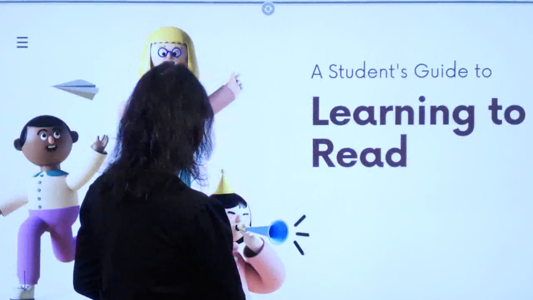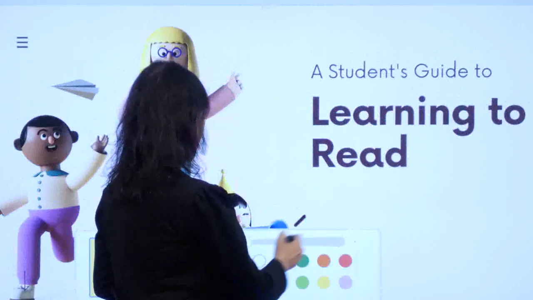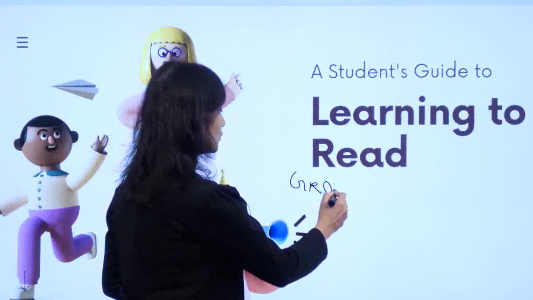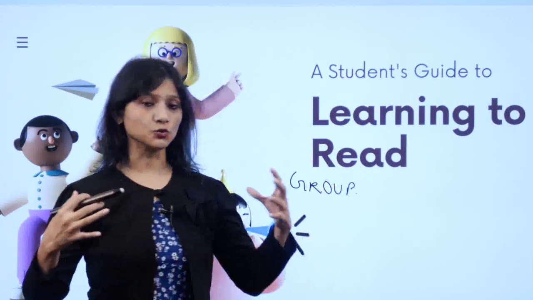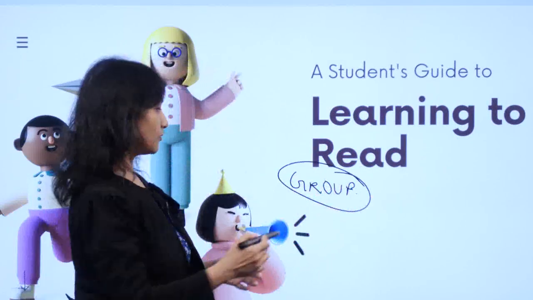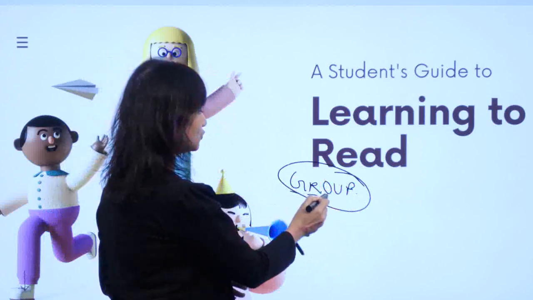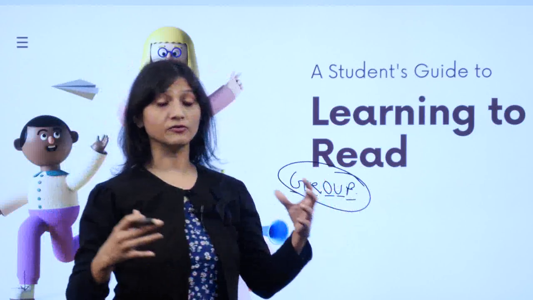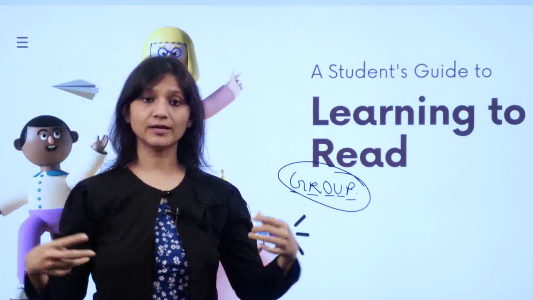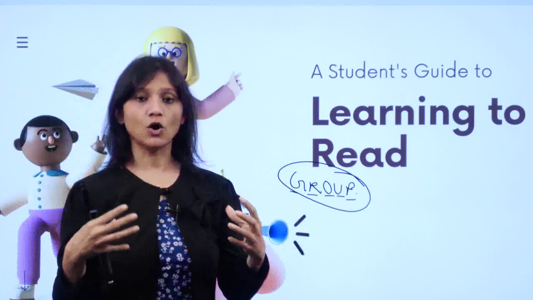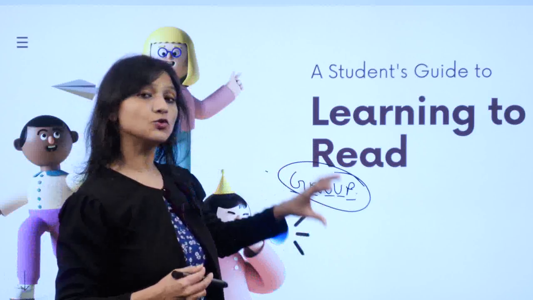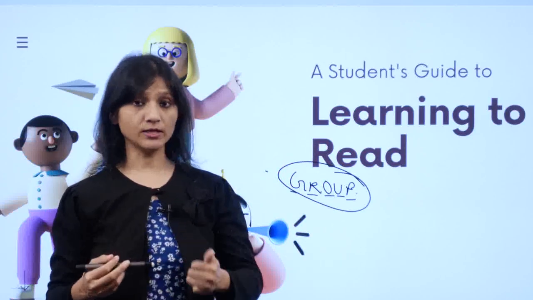Now this group, G-R-O-U-P, we call it group, okay? Now this word group also got formed when we had 5 letters which were connected or collected, okay? So these groupings of letters are known as words.